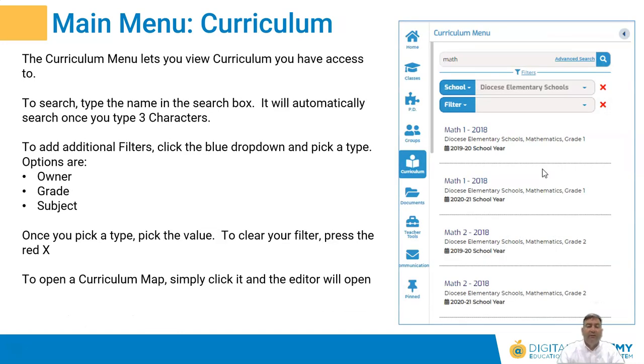Below classes, you'll see curriculum. To find curriculum, you can type the name of it into the advanced search. You can also use additional filters to filter it further, and you have options for the owner, such as in this case, the Diocese Elementary Schools, the grade, or the subject. Once you pick a type, you need to pick the value, and then the curriculum will be filtered on that value.